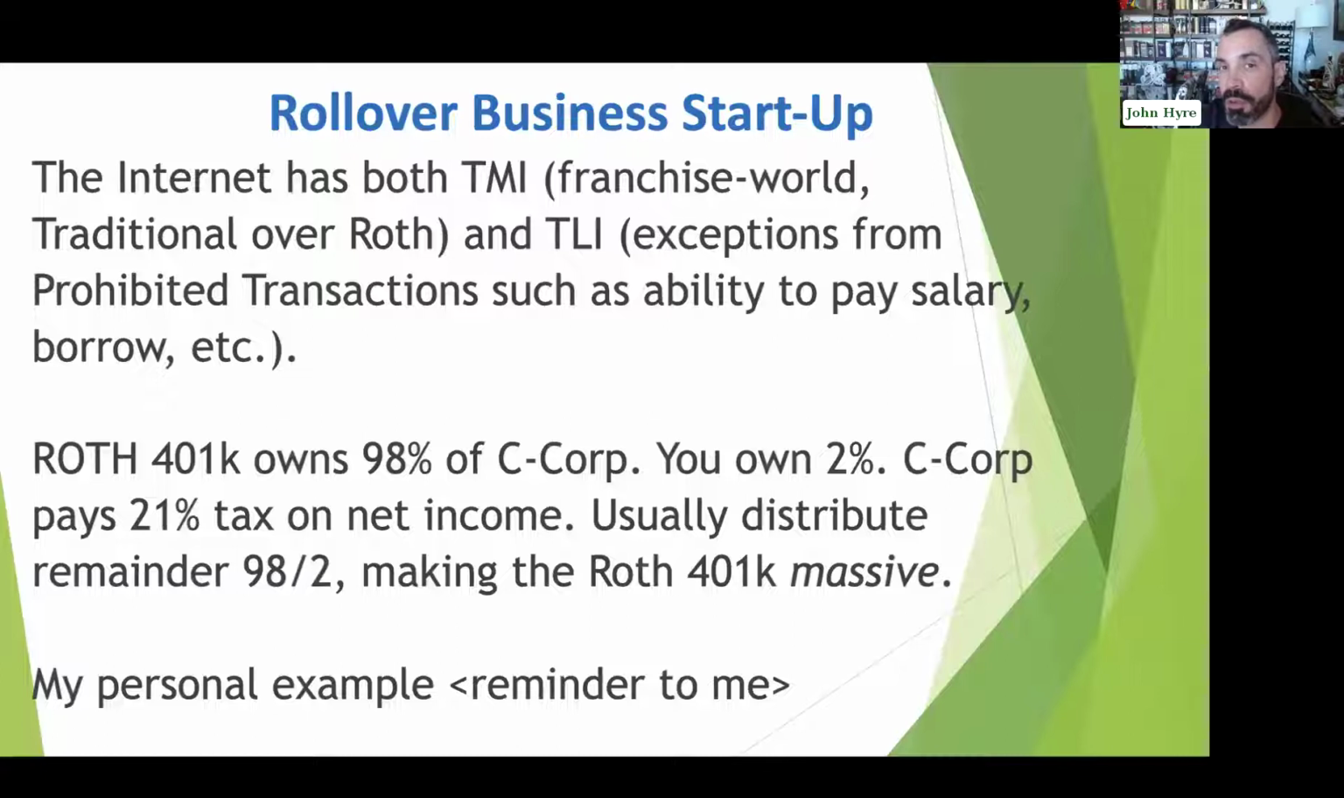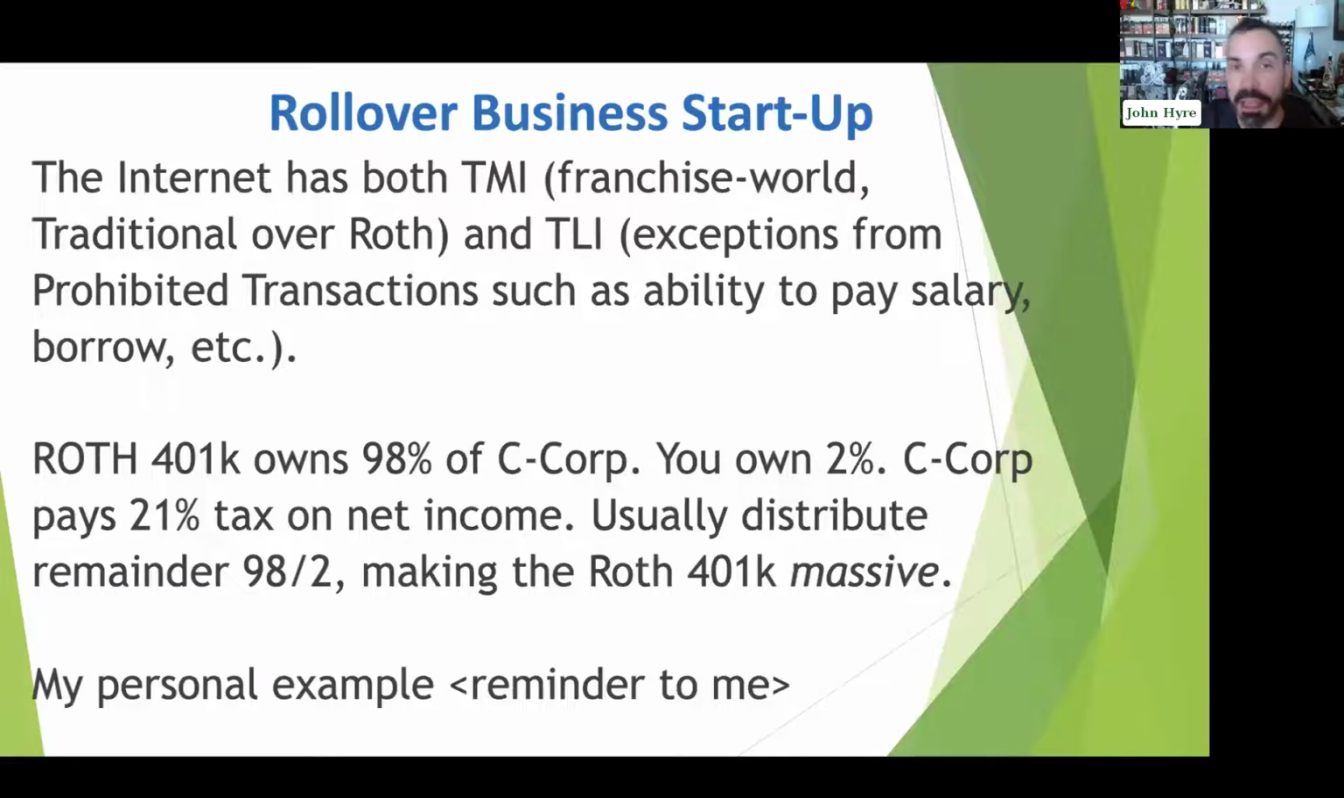So my personal example is $1 million, pay the 21% tax, round it to 200,000. Most of that goes into my Roth 401k. Most of that is self-directed and does not incur tax until at earliest 10 years after I die. This is ridiculous. Do get on the internet, do research it.